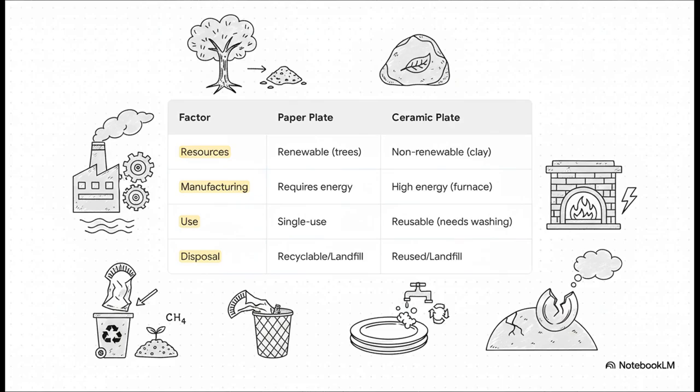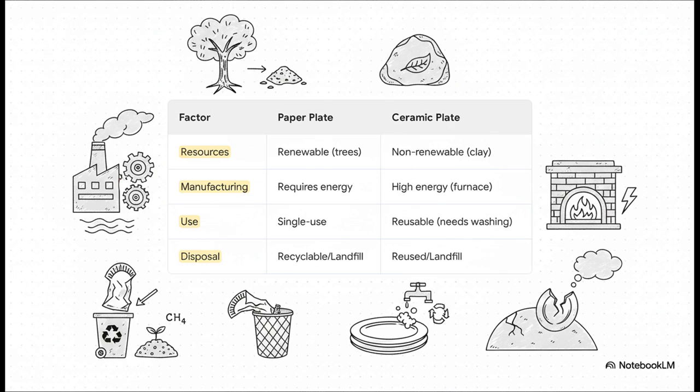Let's break this down using the table. First up, resources. Paper comes from trees. They're renewable. So, point for paper. Ceramic, on the other hand, comes from clay, which is non-renewable. Okay, now manufacturing. Both use energy, but making ceramic, that needs a crazy amount of heat in a furnace, which is a big minus from an energy perspective.